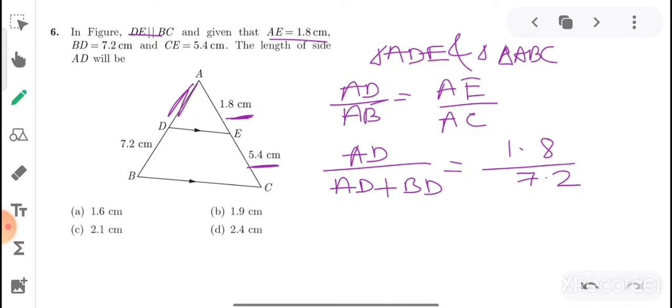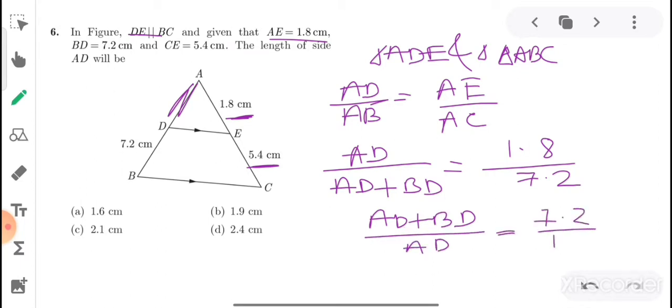We just have to calculate the value of AD. If we take the reciprocal of this, (AD plus BD) by AD equals 7.2 by 1.8, that is 7.2 factorized by 4. Then AD by AD will be 1, and BD by AD equals 7.2 by 4.